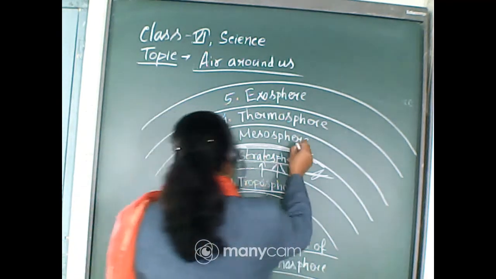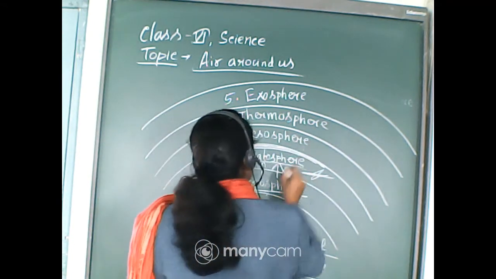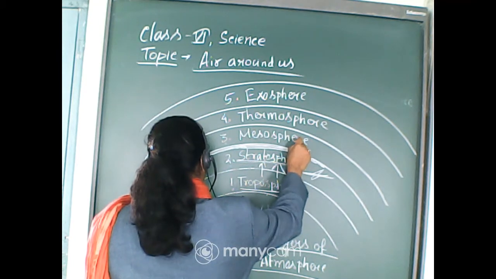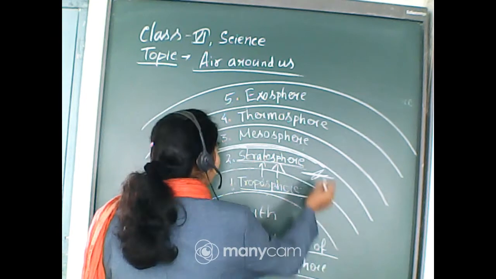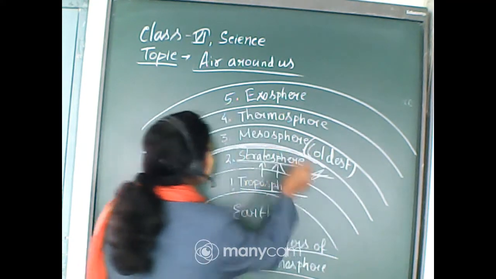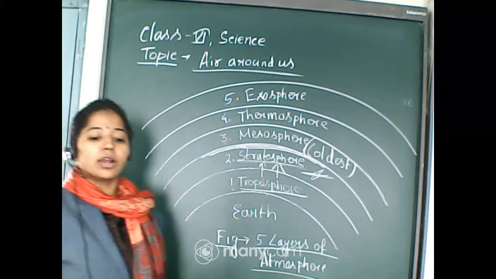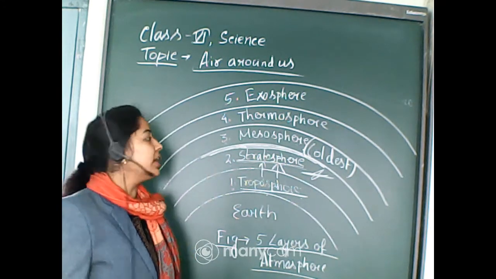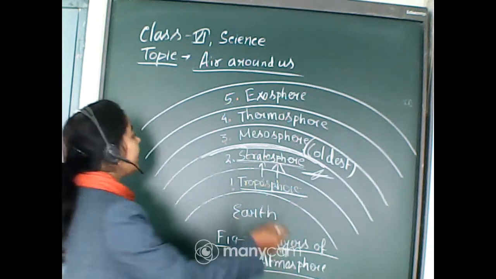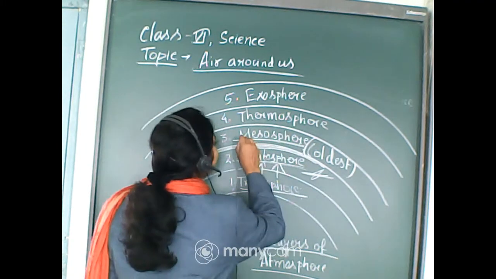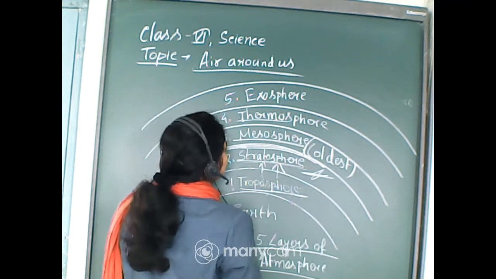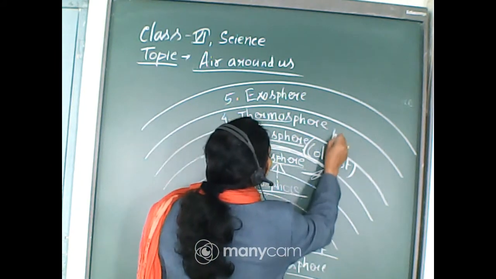Next comes mesosphere. Now what is mesosphere? This is the third layer of atmosphere, and it is the coldest layer. The mesosphere is known as the coldest layer of the earth's atmosphere. After that comes thermosphere. Thermo means heat, you know. So this is the hottest layer of the atmosphere.